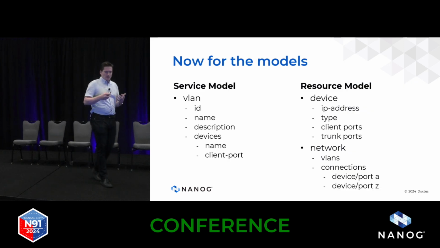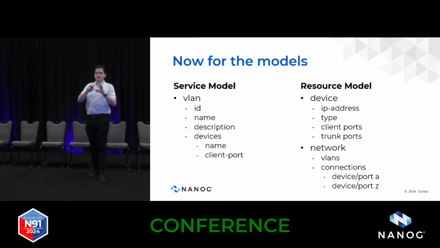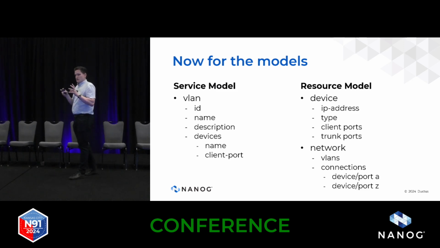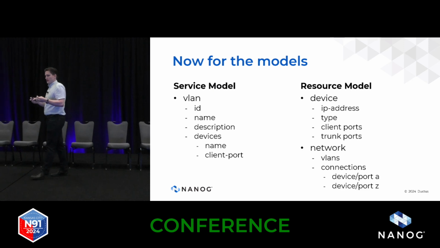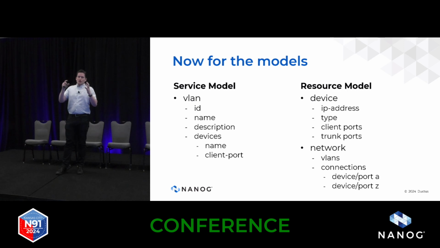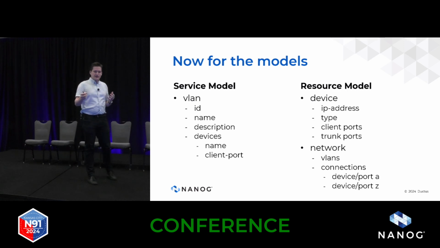So let's take a look at the model. I've divided things into two models here, a service model and a resource model. Now, the service model is there to describe from an outside perspective what the VLAN is. So we can have it quite simple.